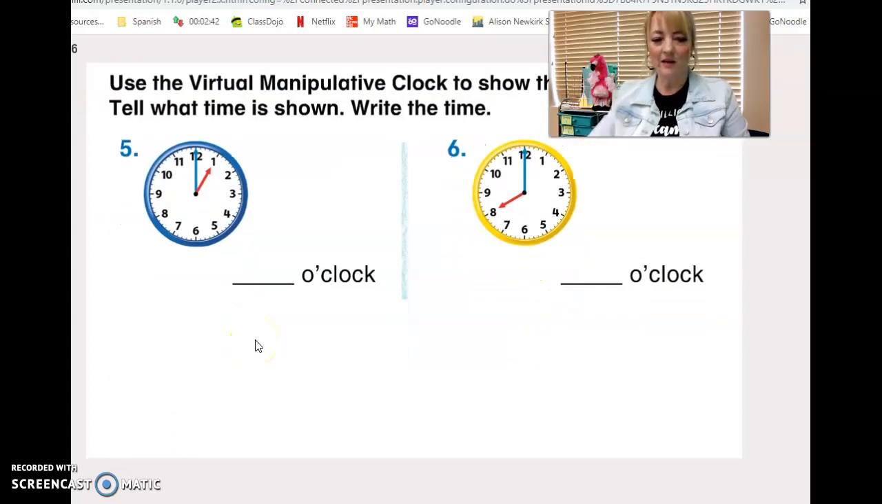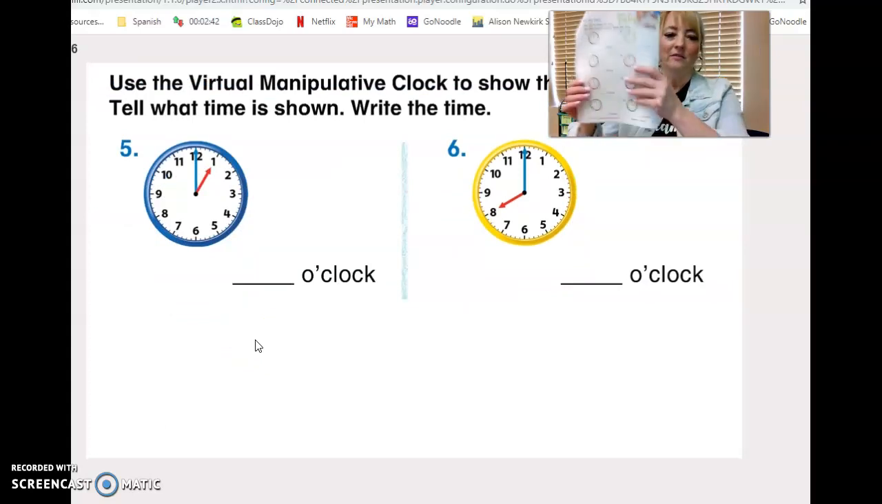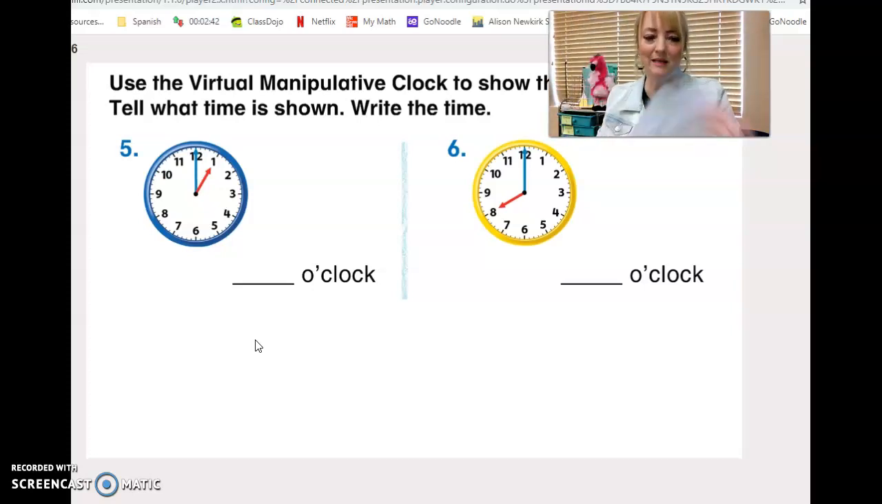Okay, awesome. Now we'll go on to your on my own. You're doing the same thing we just did, writing the hour. O'clock is what we're working on now. So go ahead and do that. Pause me so that you'll get some time to complete those, and then we'll do the back page together.